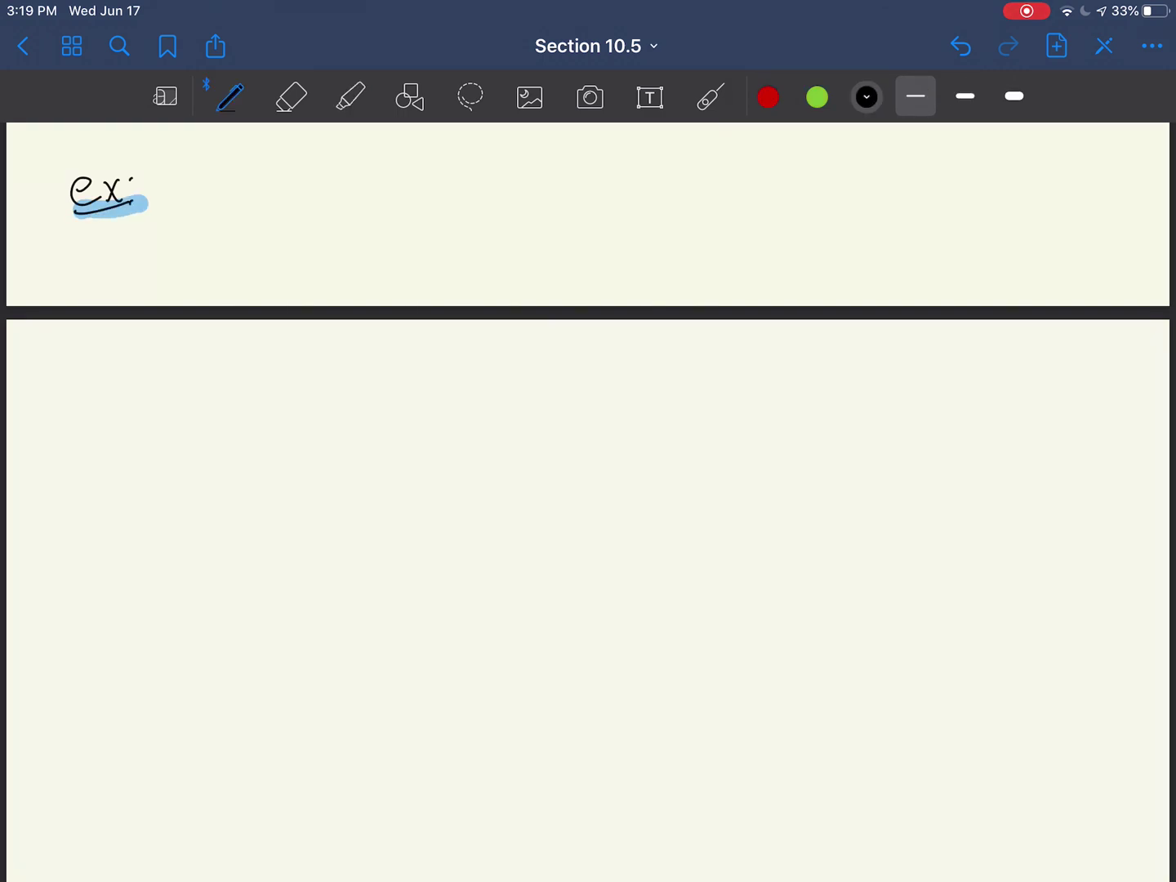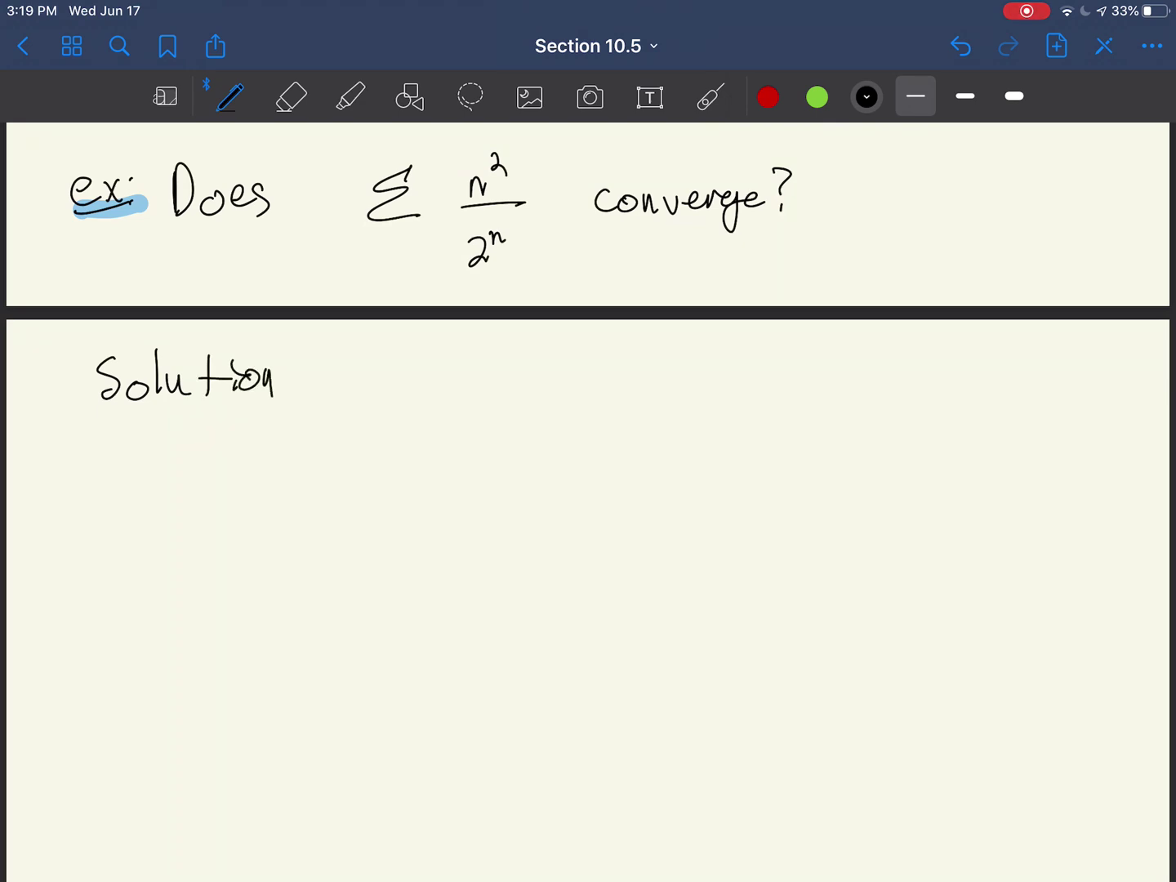So example, does the summation of n^2 divided by 2^n, does this converge? Solution, we use the root test. So why would we use the root test? Because we have this n in the exponent. You could also use the ratio test in this case. But if you see things with n in the exponent and no factorials, the root test might be easier.